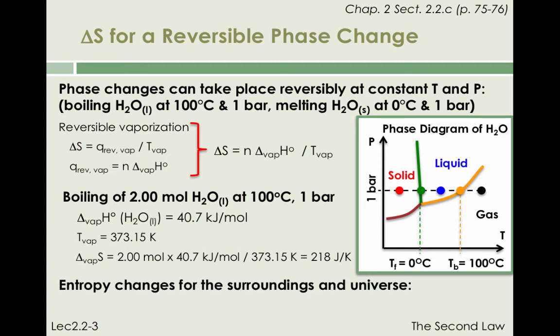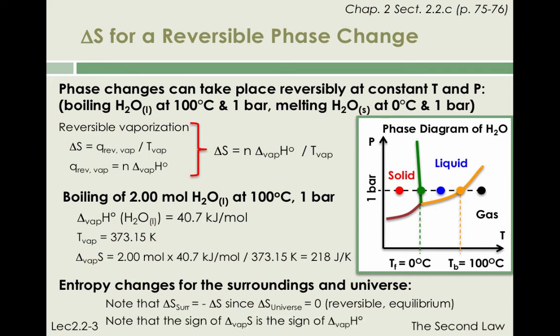Let us now discuss the entropy changes for the surroundings and for the universe. The entropy change for the surroundings is equal to minus the heat for the phase change divided by the temperature at which the phase change takes place. So the entropy change for the surroundings is equal to minus the entropy change for the system, and the entropy change for the universe is equal to 0, as expected for reversible processes.